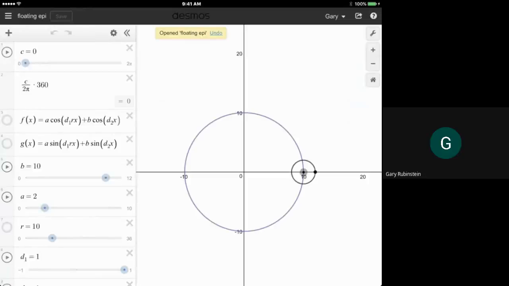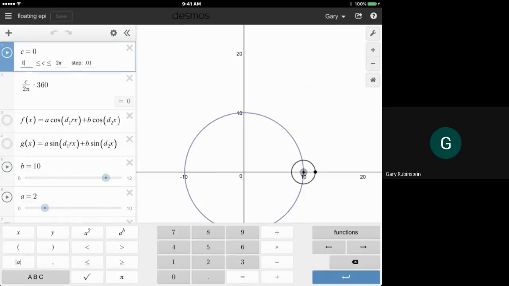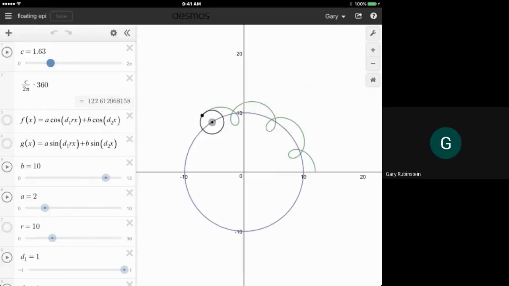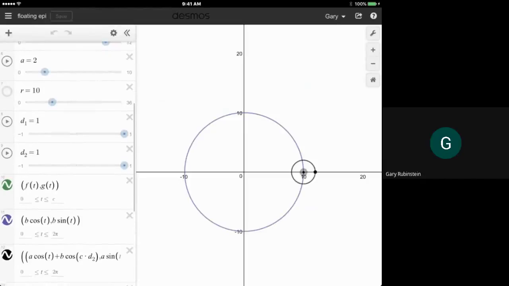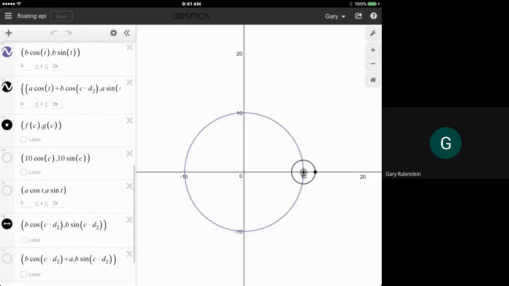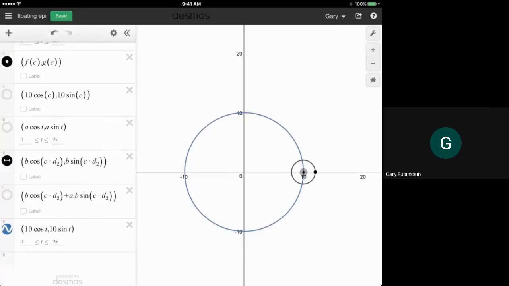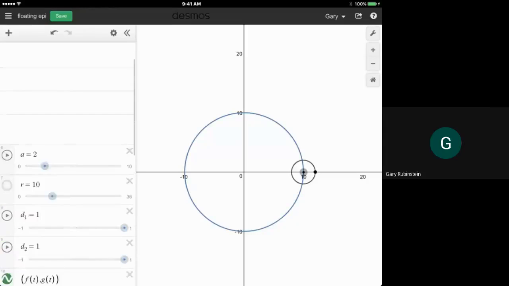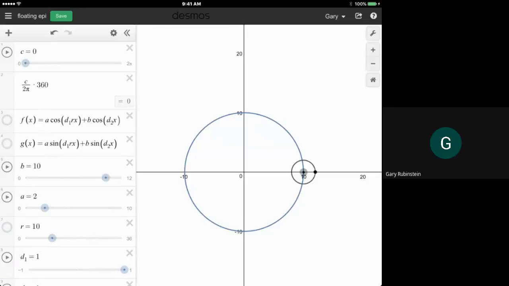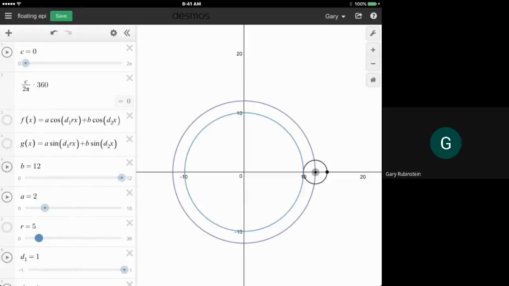And here I have, hold on a second. Let me bring back that circle and let me make this 12. And let me make this 5. So here is the situation where R was 5, and it makes 4 things. So this is the floating circle.